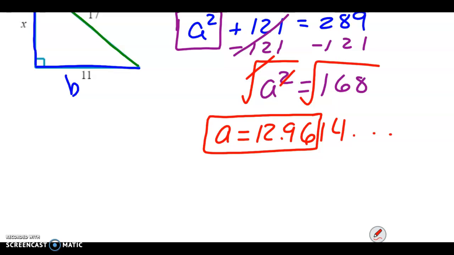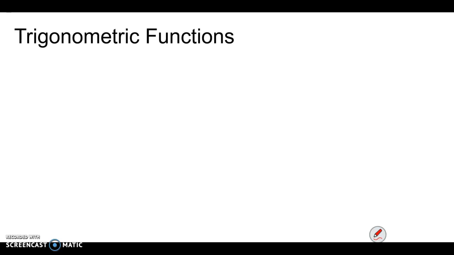Okay? So that's our little review on the Pythagorean theorem, which is going to come up in a few problems where you have to get all three sides in order to use them for your trig function.